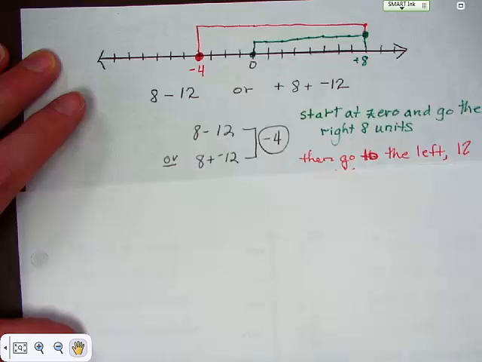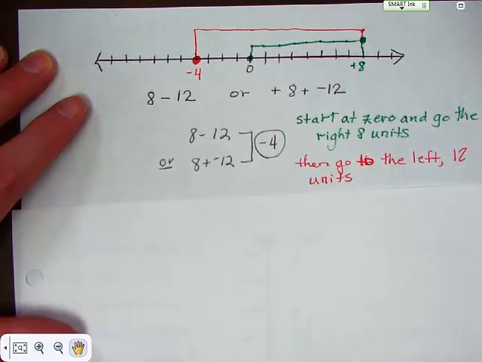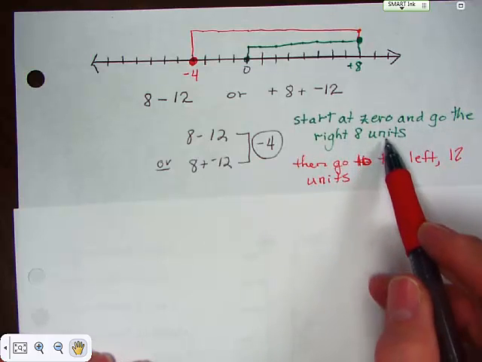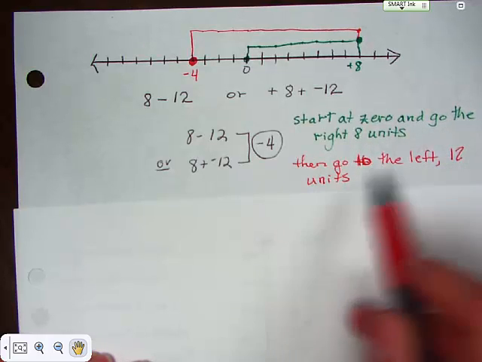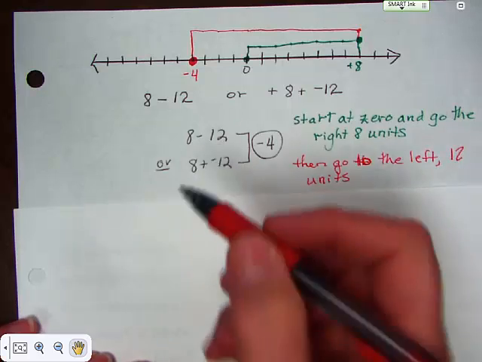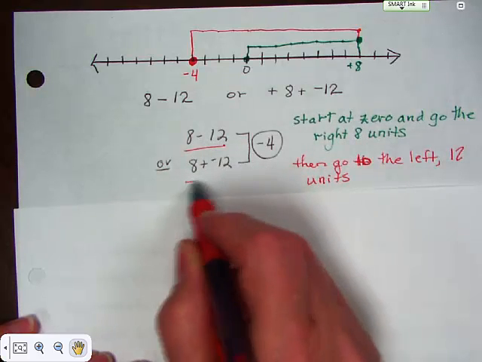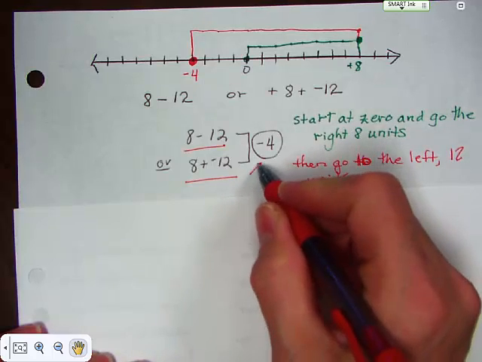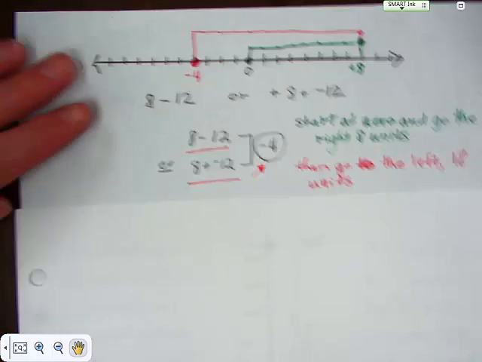If we rewrite this a little bit, we could see the directions say start at 0 and go to the right 8 units, then go to the left 12 units. It can be written this way, 8 minus 12, or 8 plus a negative 12. No matter how you write it, you are still going to get negative 4 as an answer.